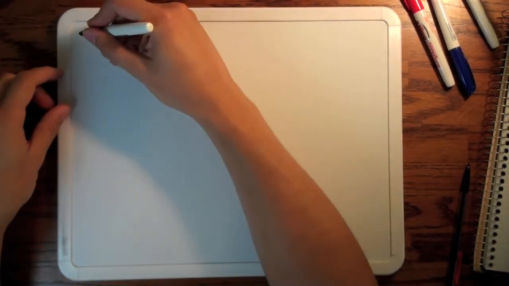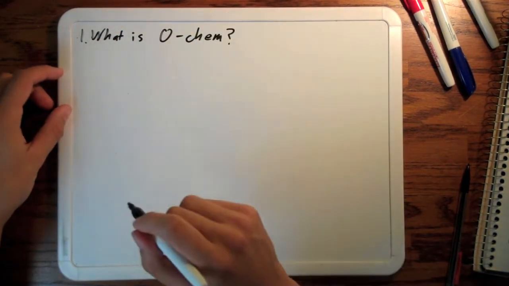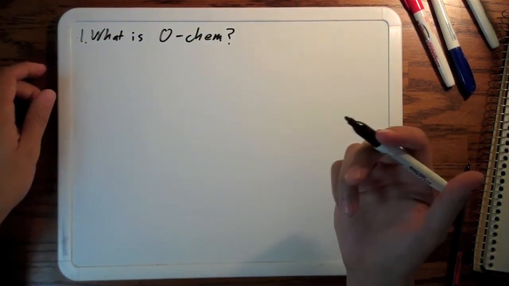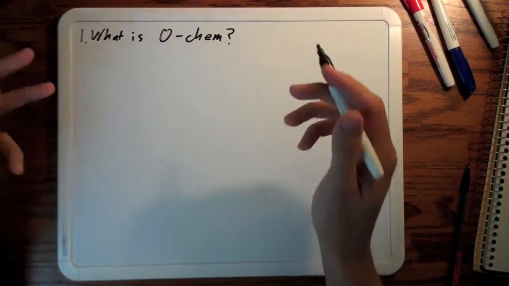Yo, do you want to know what organic chemistry is? Let me explain. Organic chemistry is the chemistry of compounds that contain carbon. Let me give you some examples.